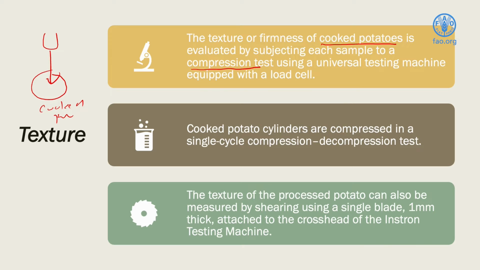Cooked potato cylinders are compressed in a single-cycle compression test, and the texture of the processed potato can also be measured by shearing using a single blade 1 mm thick attached to the crosshead of the instrument testing machine.